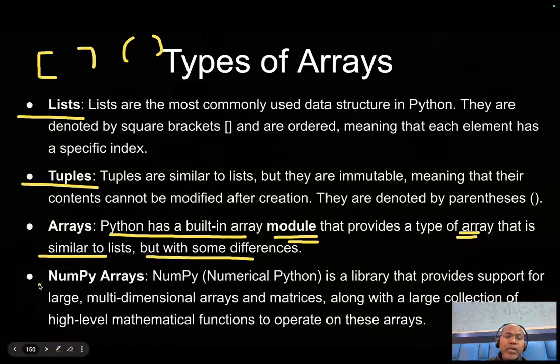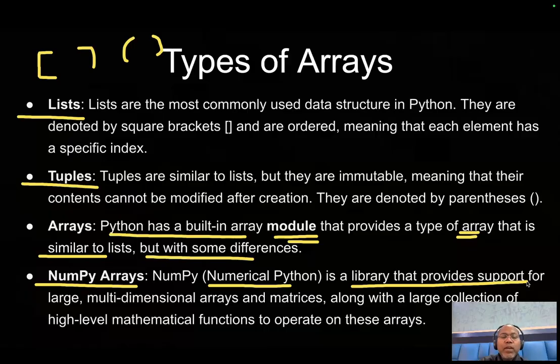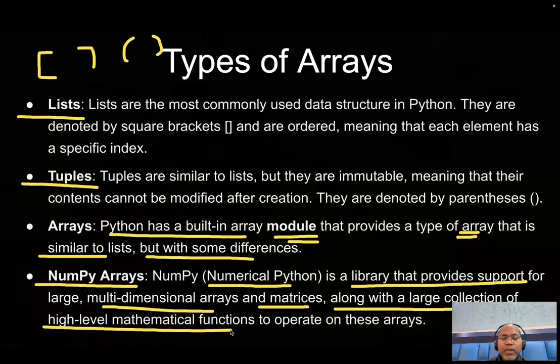There are also NumPy arrays. NumPy is Numerical Python. This is also a library that provides support for large multi-dimensional arrays and matrices, along with a large collection of high-level mathematical functions to operate on them. So if you are interested in learning machine learning or data science, whenever mathematical operations are performed on a set of values, you can use array data.